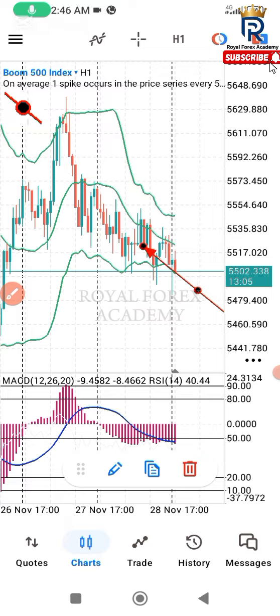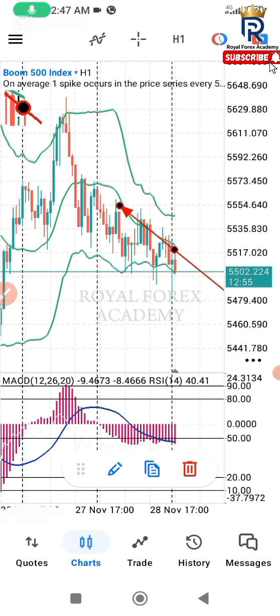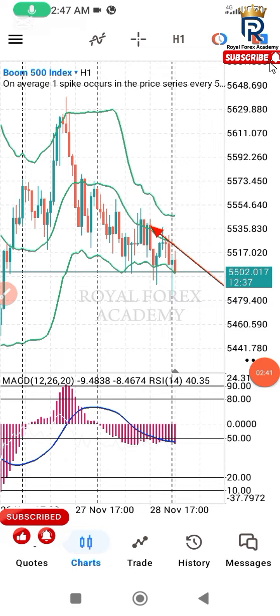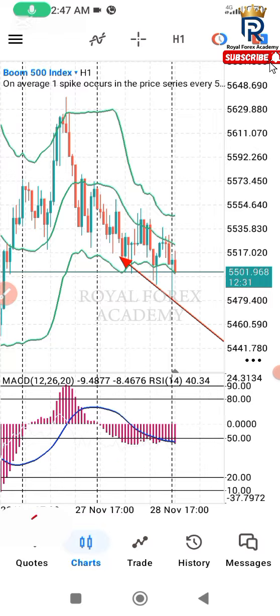And also when price closes below the middle Bollinger Band, this is our 20 period moving average. The middle Bollinger Band is a 20 period moving average that we use for an additional entry confirmation. So having established that, how exactly do we now use the moving average convergence divergence?